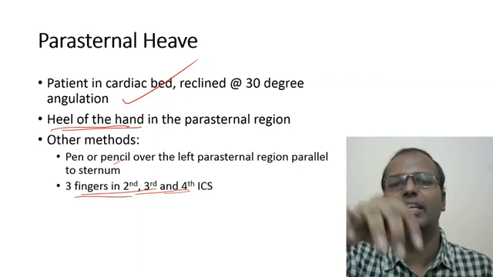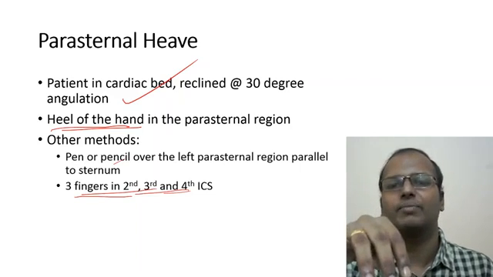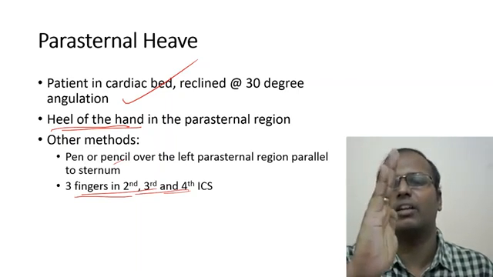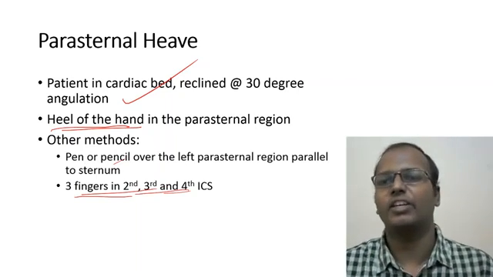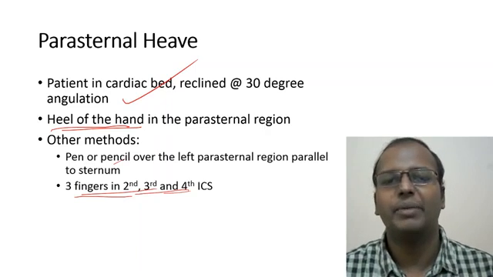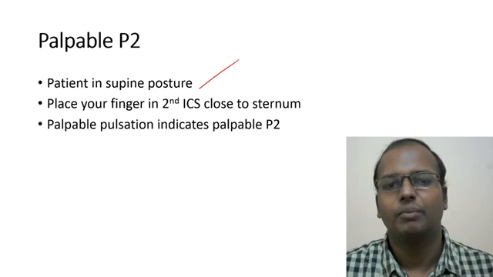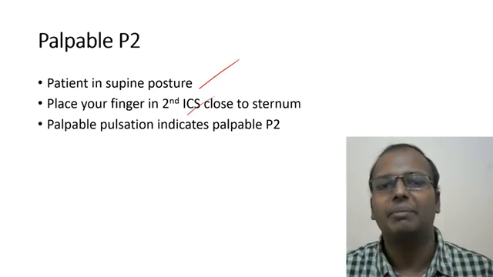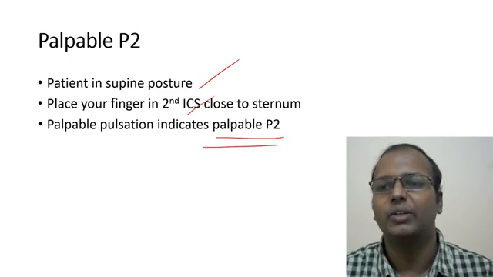Second, third, fourth intercostal, just keep it in the intercostal space and feel. Otherwise, some have suggested that you can take the ulnar border. Your ulnar border you can keep in the parasternal area and check for the parasternal heave. Next most important thing to be discussed is palpable P2. Patient in supine posture, place your finger in the second intercostal space close to the sternum. Palpable pulsation indicates palpable P2.